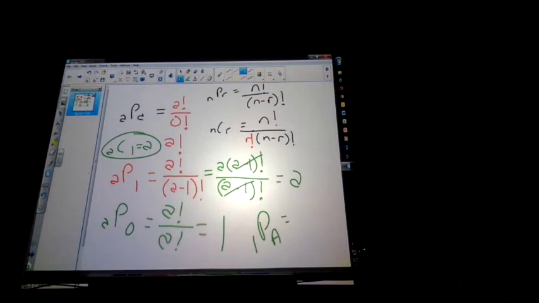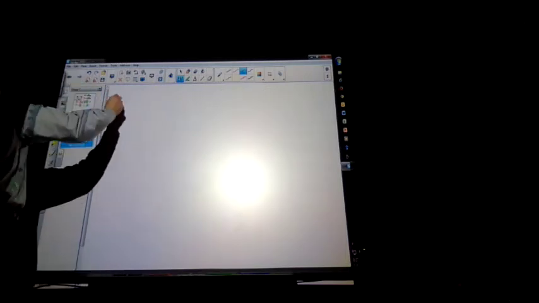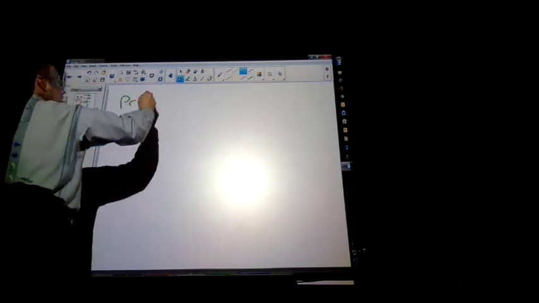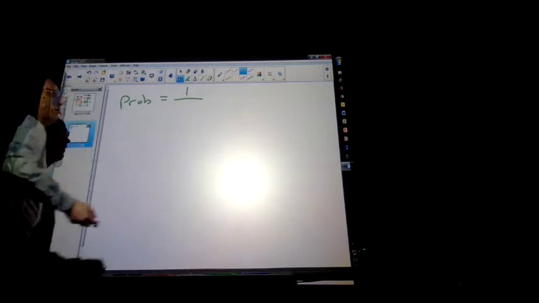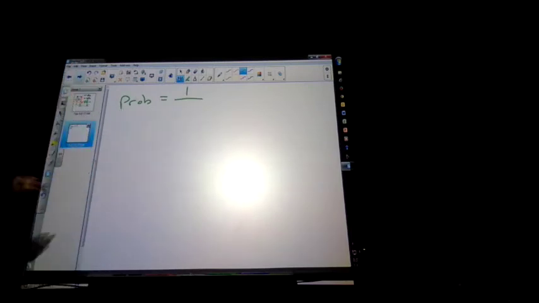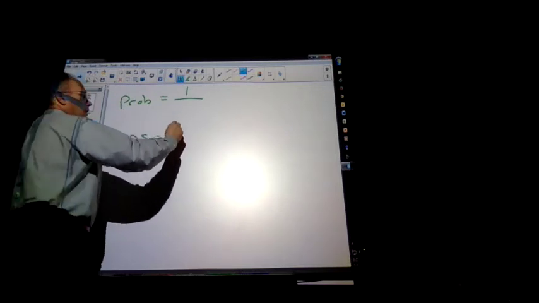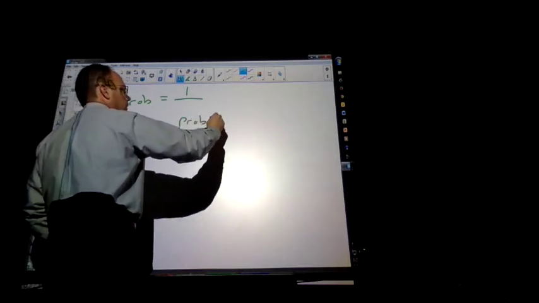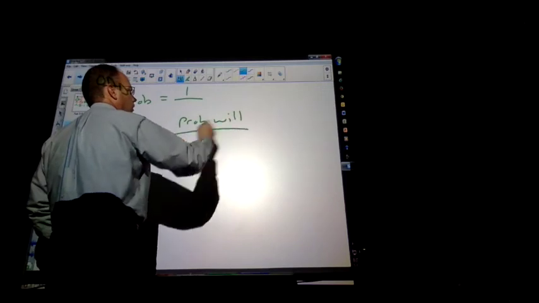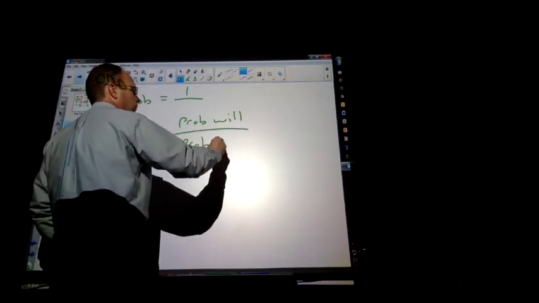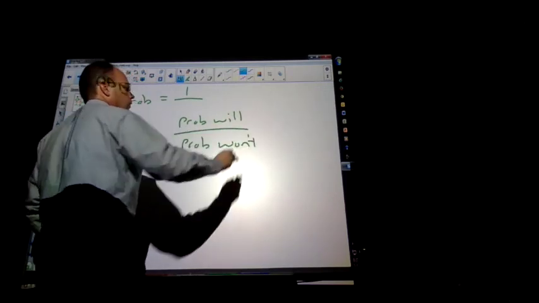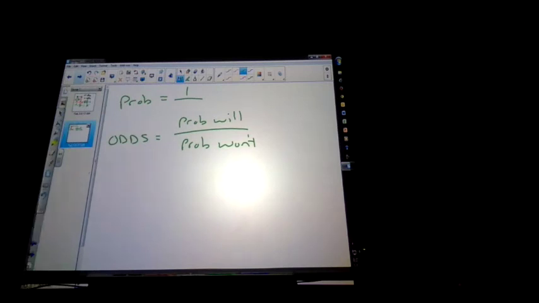Okay, this is just a side note. In order to find the probability of an event, it's 1 over whatever the outcomes are. In order to find the odds of an event, it's the probability it will happen over the probability it won't. So you get a fraction over a fraction, and we know you multiply by the reciprocal of the bottom, which is the flip over.